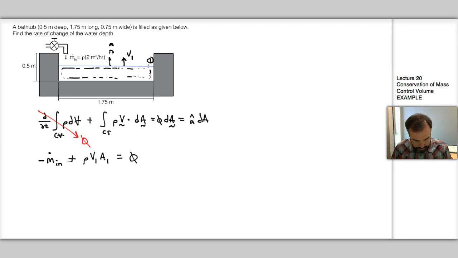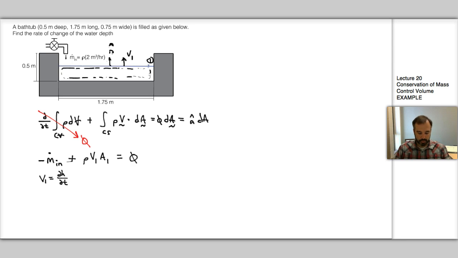The next thing we need to do is think a little bit about what V1 means. V1 is going to be equal to dH over dt. You see that? V1 is really the rate of the rise of that water surface. It's dH dt. That is our V1. So we can make that substitution.